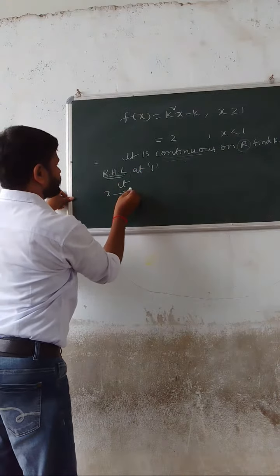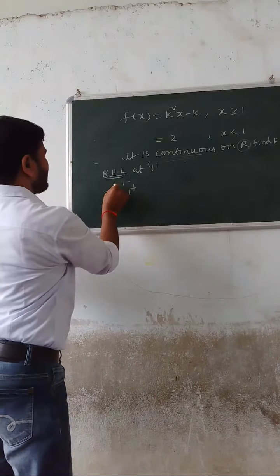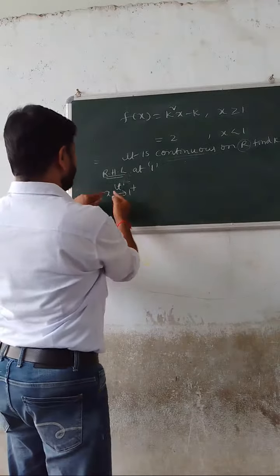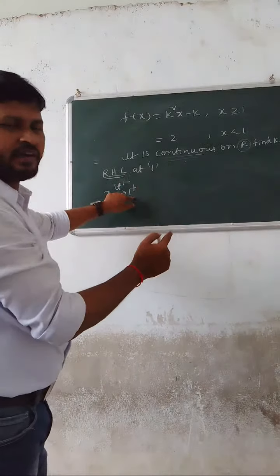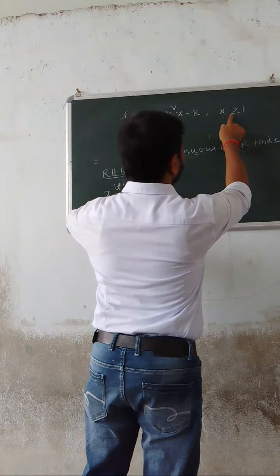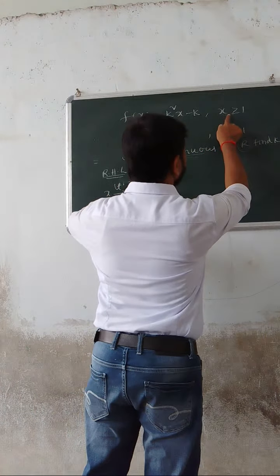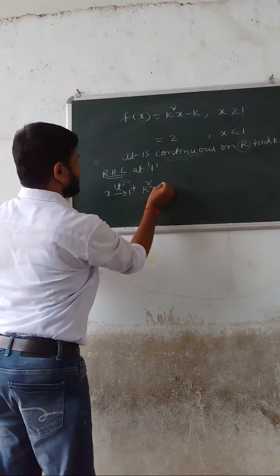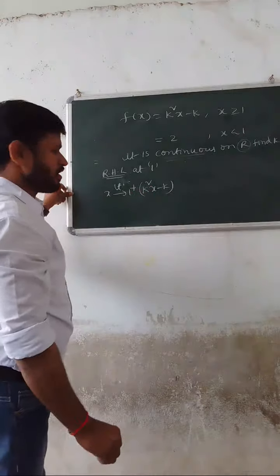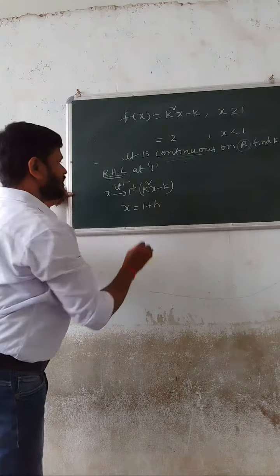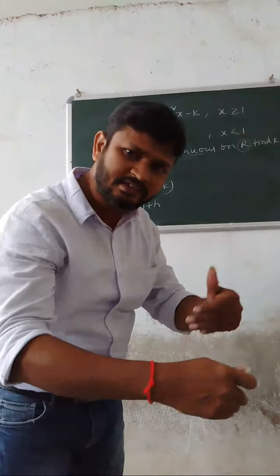Right hand limit at 1: limit x tends to 1 plus. Right hand limit means 1 plus, so 1 plus means x value more than 1. For x value more than 1, it is k²x - k. Now we take x equal to 1 plus h, because 1 plus means 1 plus h.